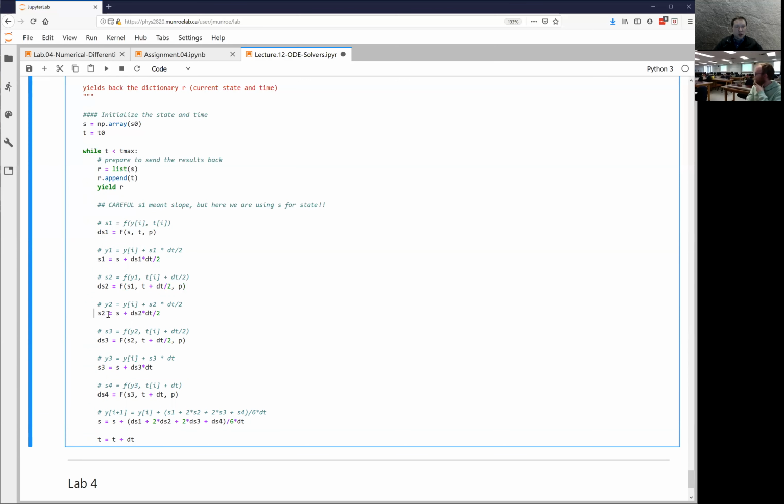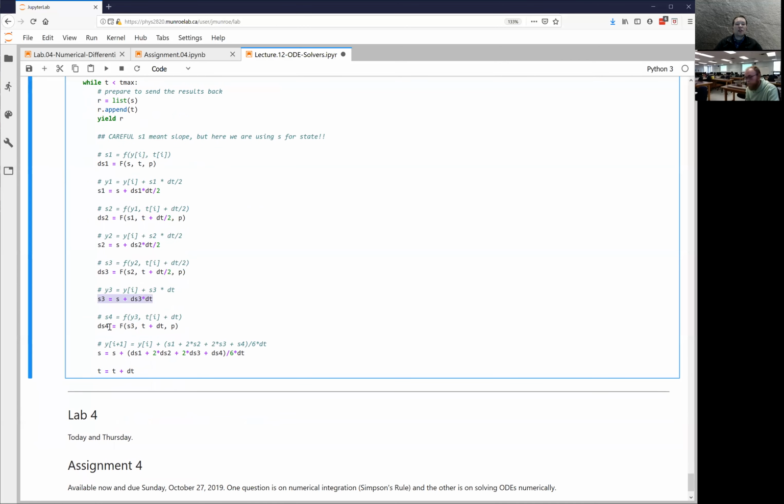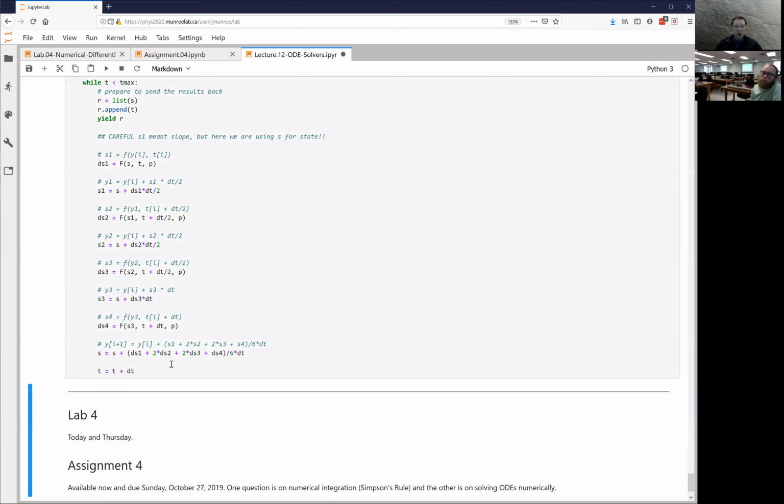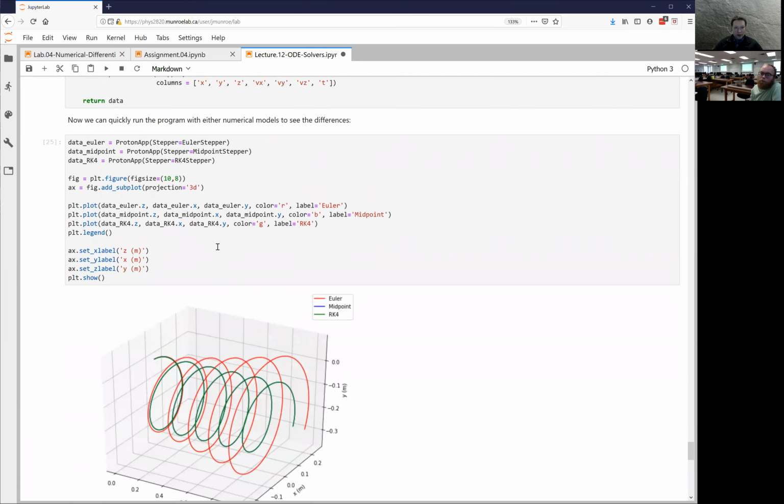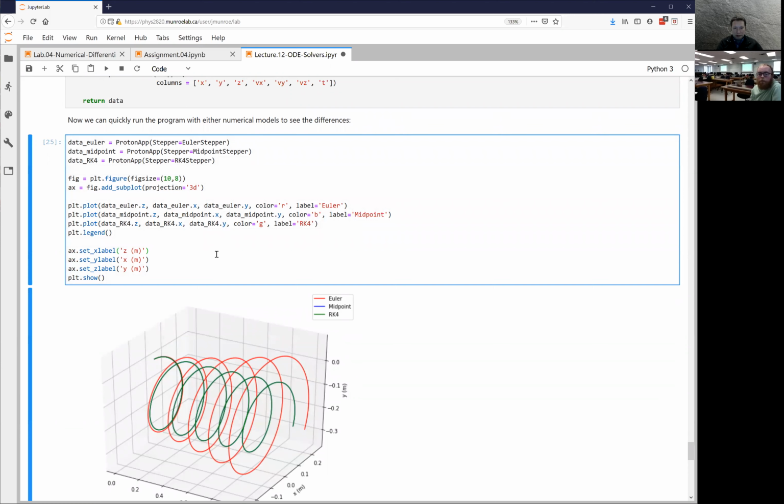I'm evaluating the new state at the midpoint. I'm evaluating the slope at this new midpoint. I'm evaluating the state at the right-hand side of the interval, evaluating the slope at the right-hand side of the interval, and I'm making a Eulerian full step with this as the weighted average slope all the way through. Hopefully, if I now go back and run this, it's going to work.